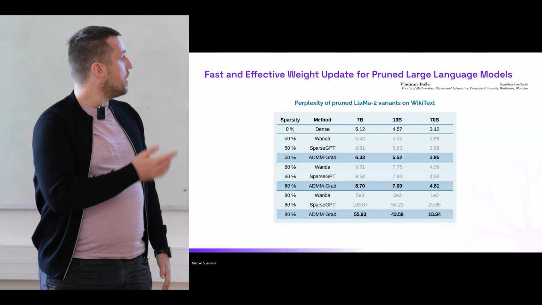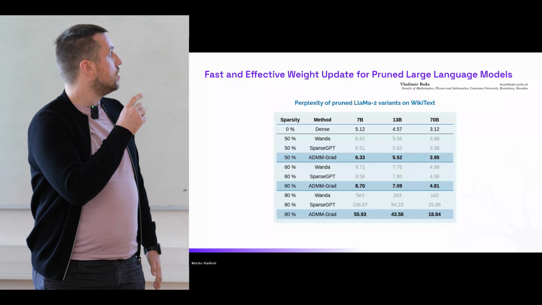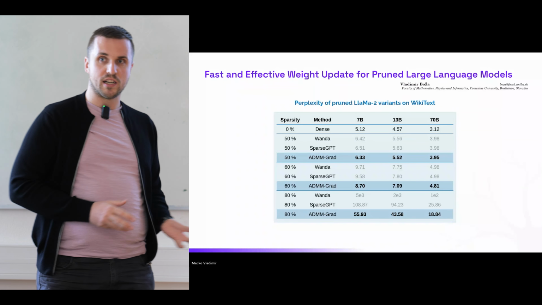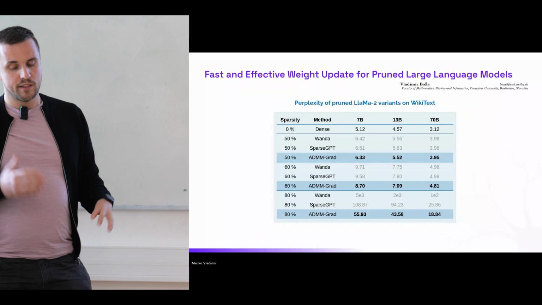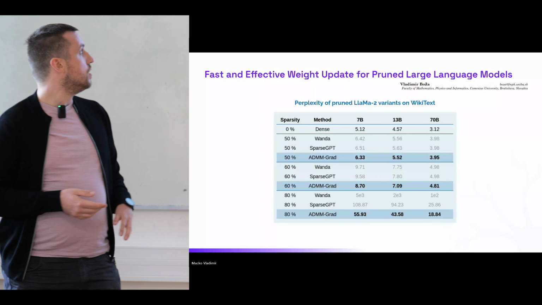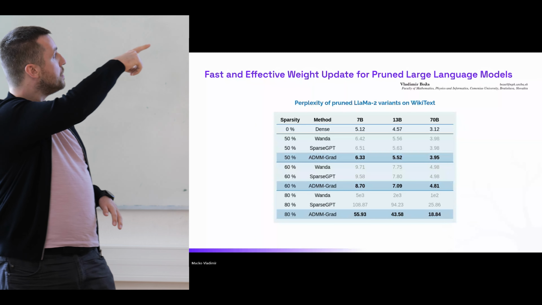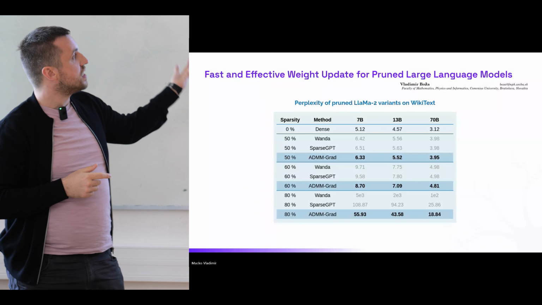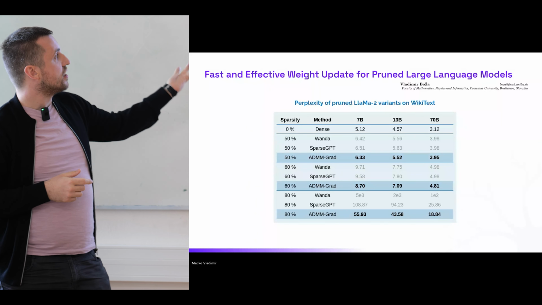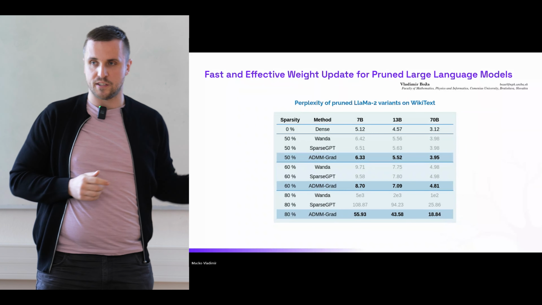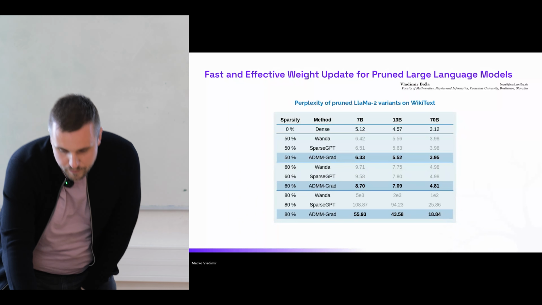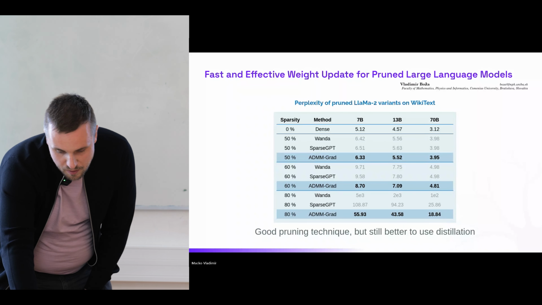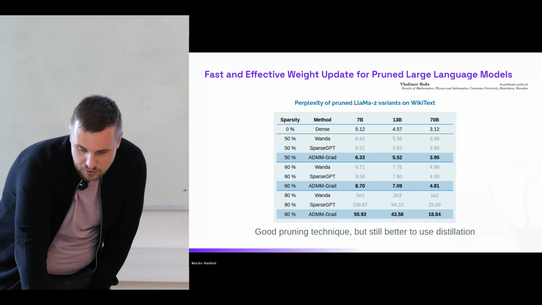Unfortunately, it is still better to take a distilled version of the model, a smaller alternative that was trained by somebody else, than to take a larger one and prune it down. So for example, if you look at the 13B at 50%, we prune the model pretty much to the size of 7B, but it's unfortunately better to use 7B than to use the pruned 13B version. Yeah, so this is a good pruning technique, but unfortunately, it's still better to use distillation.